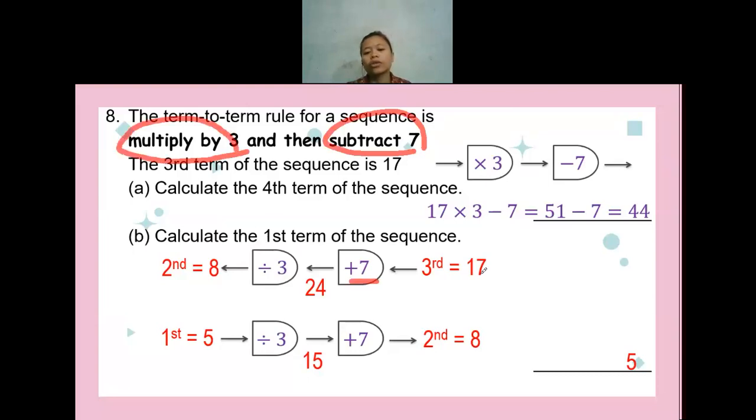So 17 plus 7 equals 24. 24 divided by 3 equals 8. The 8 is still the second term. The question is asking for the first term, which is the term before the second term. So we do from the back to the opposite again. 8 plus 7 equals 15. 15 divided by 3 equals 5. So it means the first term is equal to 5.